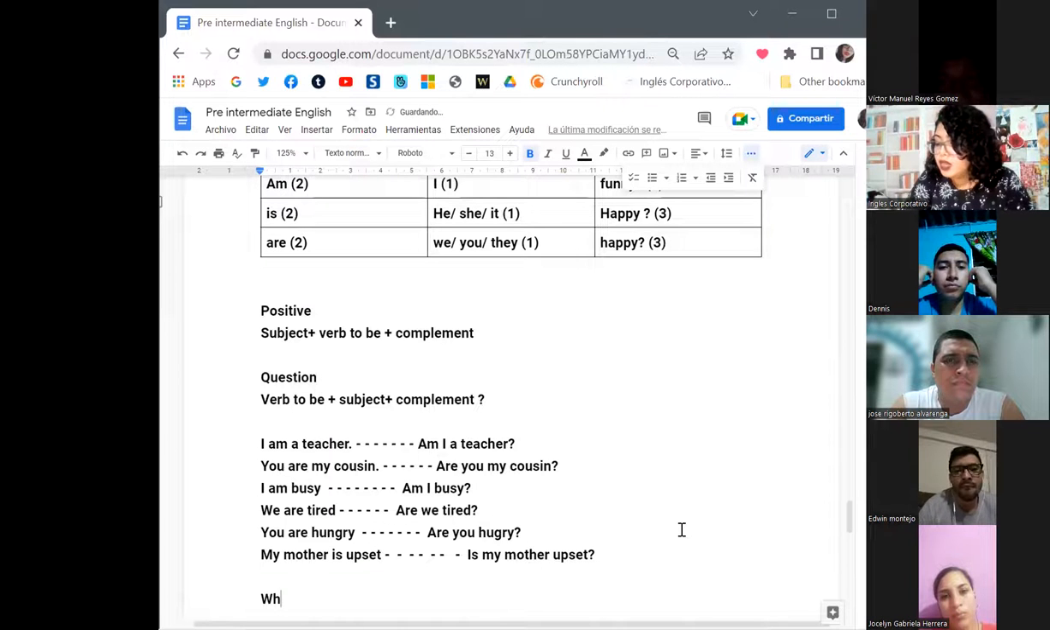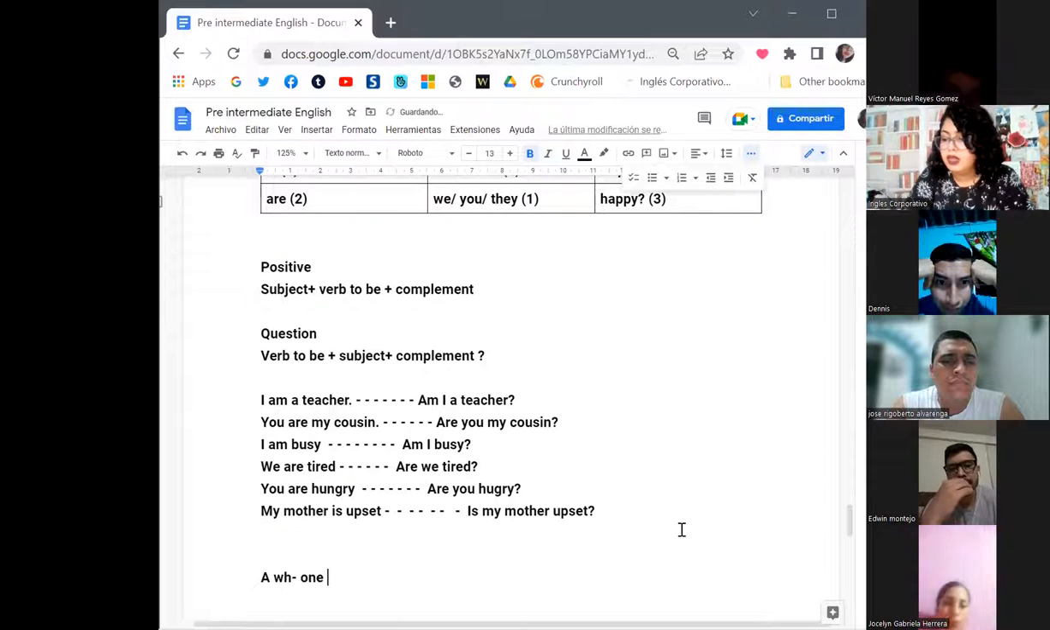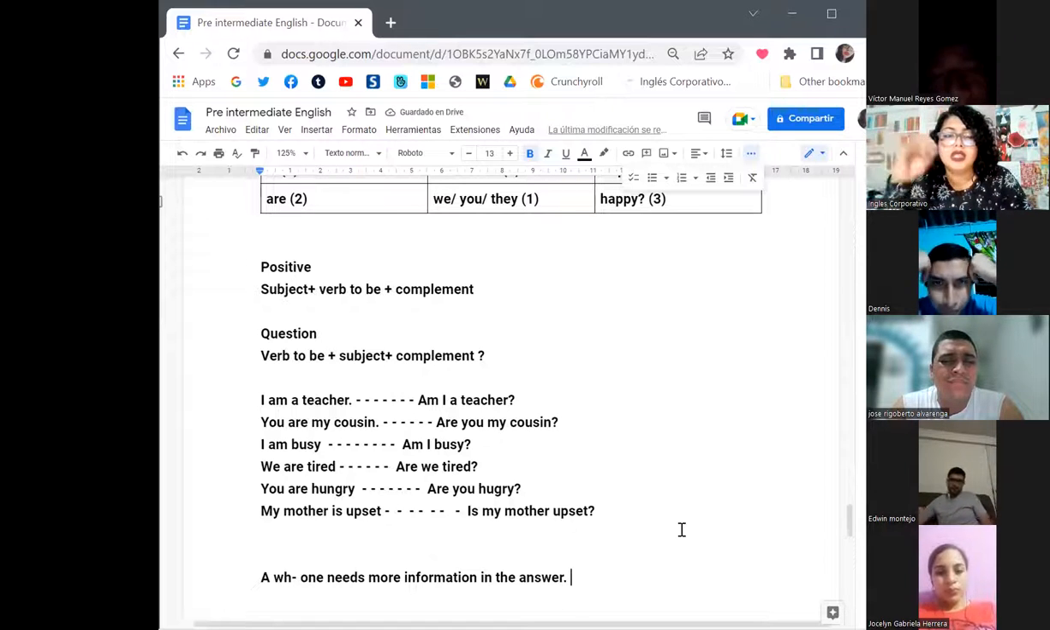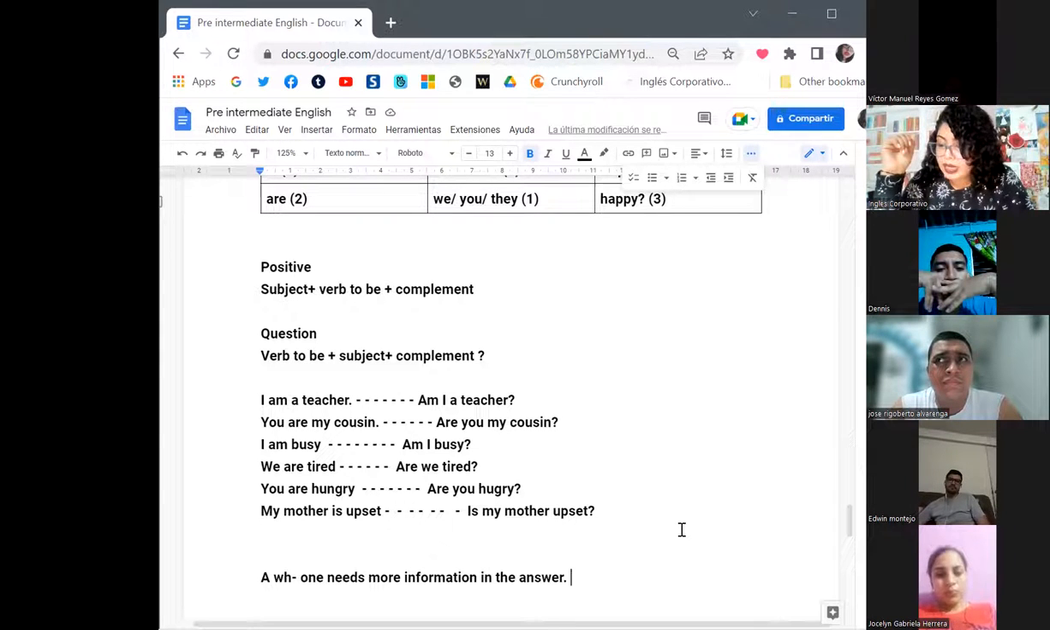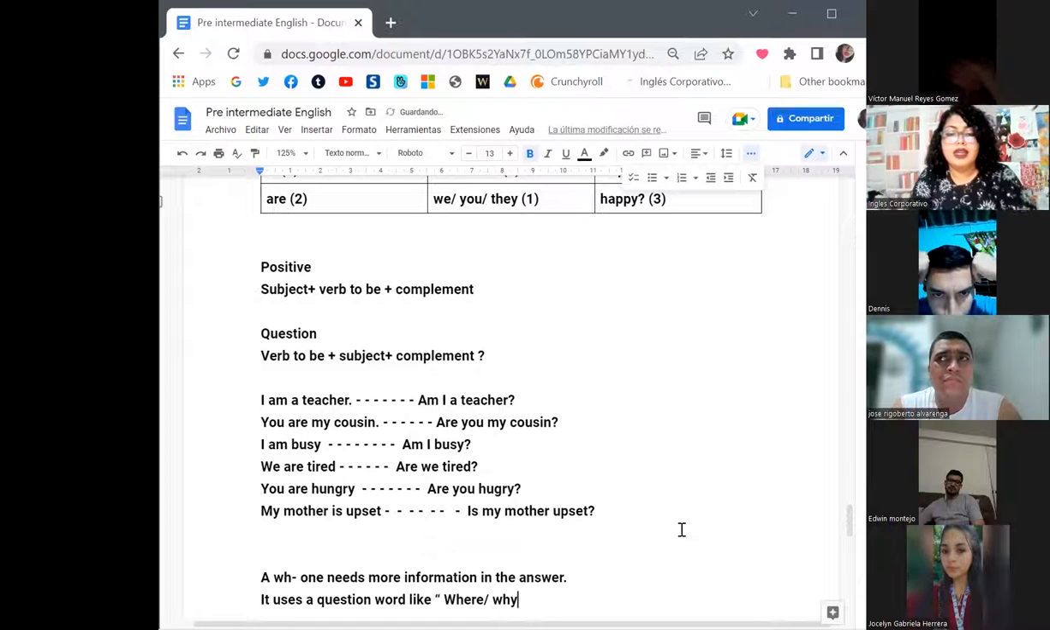So, let's see. WH, okay. I'm going to do it like this. A WH one needs more information in the answer. WH question needs more information. In this case, you can add all the information that you want to give to the person that is asking. So, it uses a question word like where, why, and how.